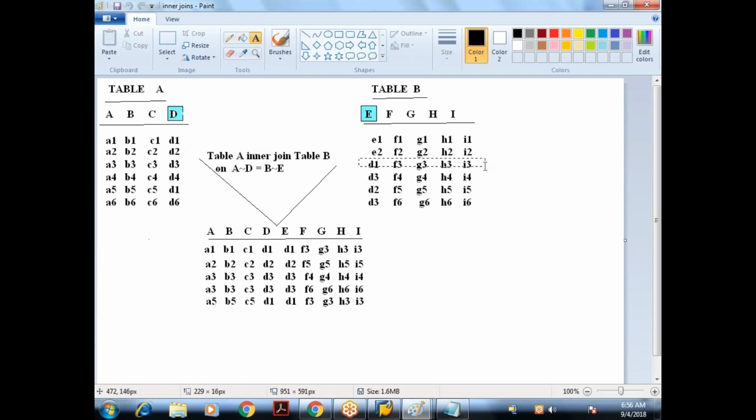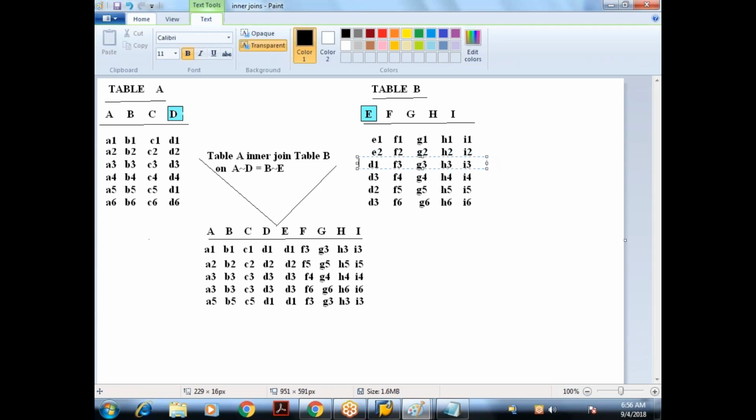Since there is a matching row in the right hand side table, it will pick up the corresponding rows. It will pick up the row from the left hand side and the matching row in the right hand side. So what is the left hand side row here? A1, B1, C1, D1. What is the matching row? D1, F3, G3, H3, I3. So I got that particular combination.